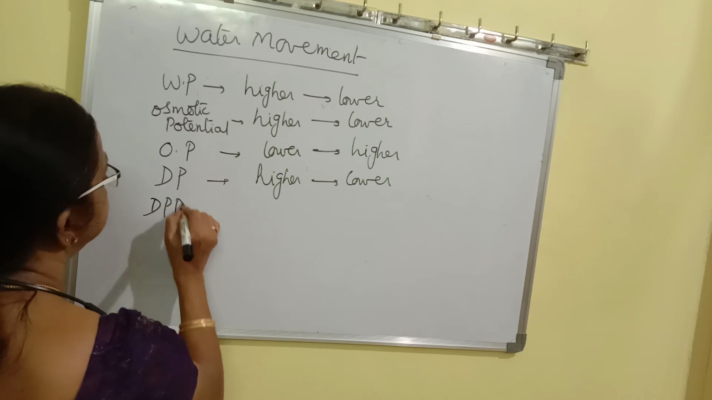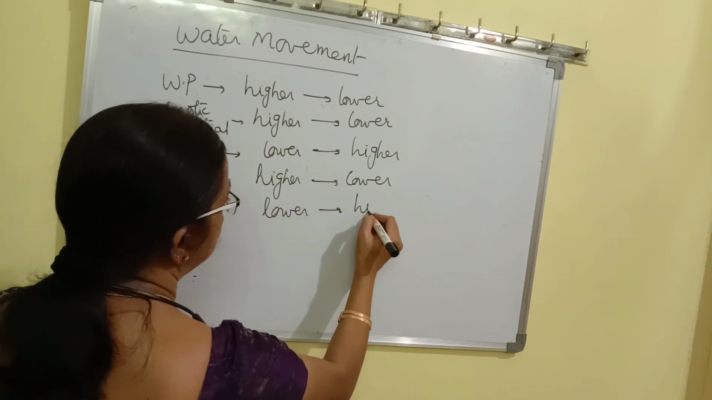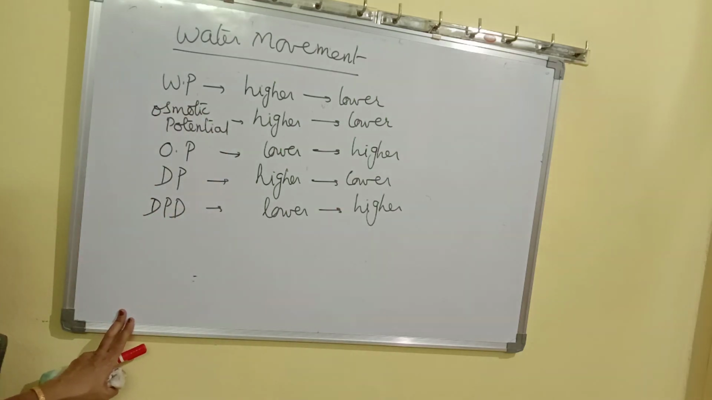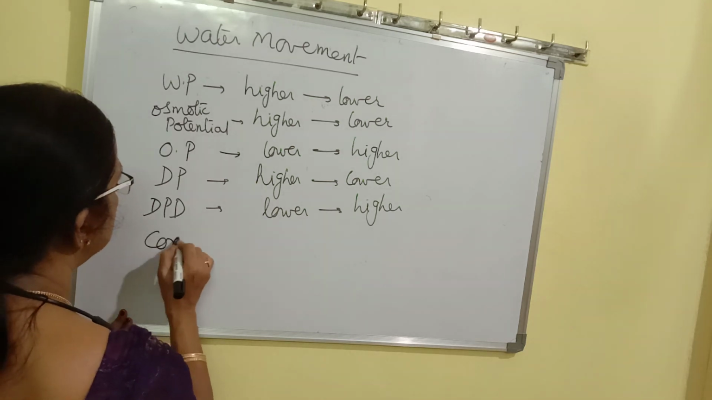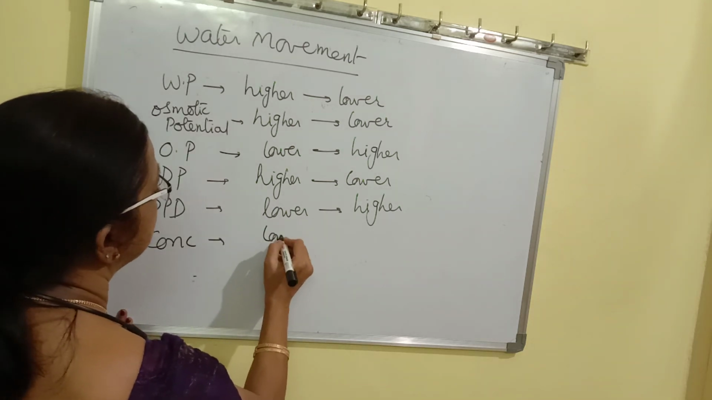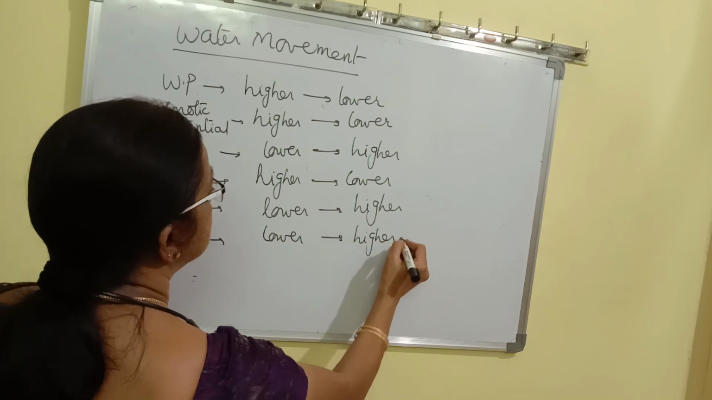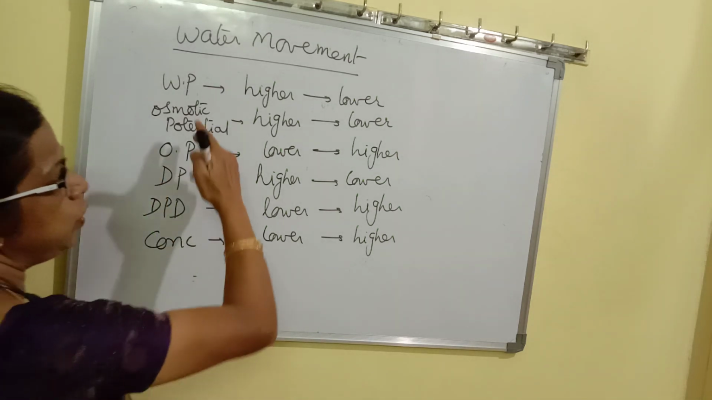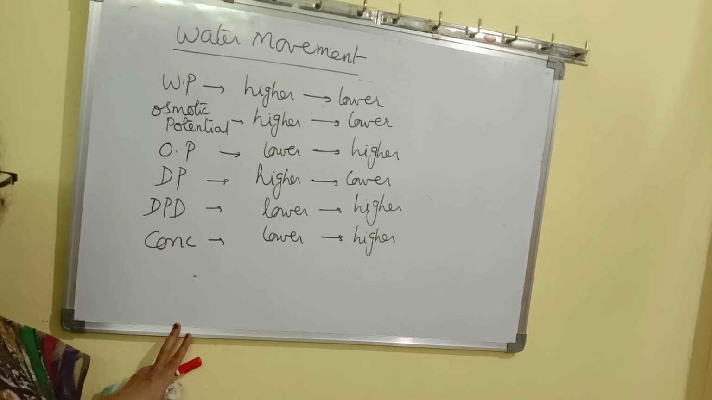If we take DPD, it is opposite: lower DPD to higher DPD. Lastly, in terms of concentration, it will be from lower concentration to higher concentration. So this is how we can explain the direction of water movement with these different aspects.